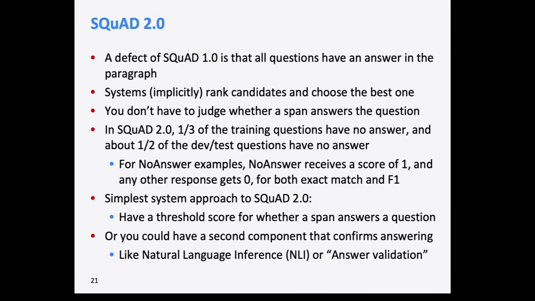And so the simplest way of approaching Squad 2.0 would be to say, well, rather than just always returning the best match in my system, I'll use some kind of threshold, and only if the score is above the threshold will I count it as an answer. You could do more sophisticated things.